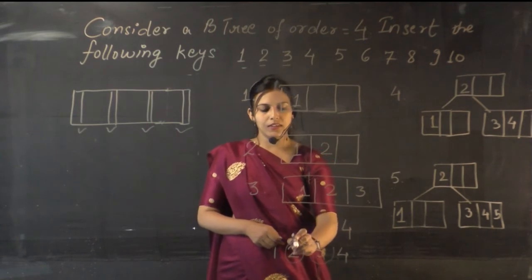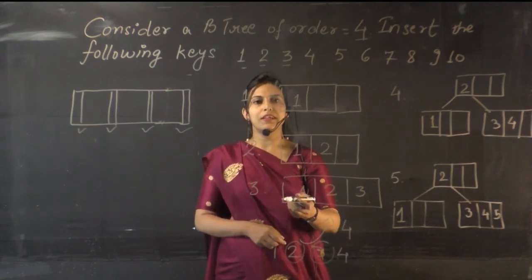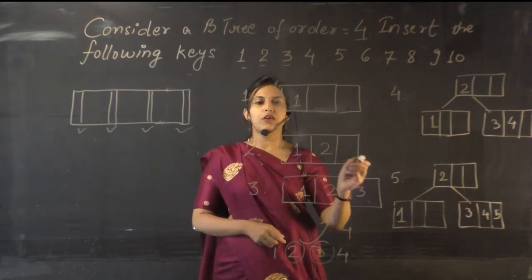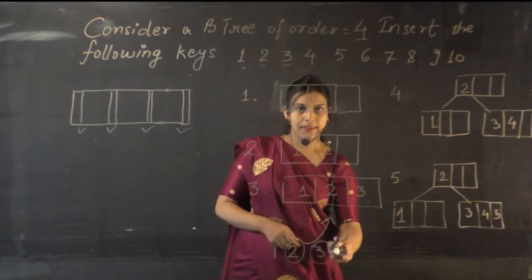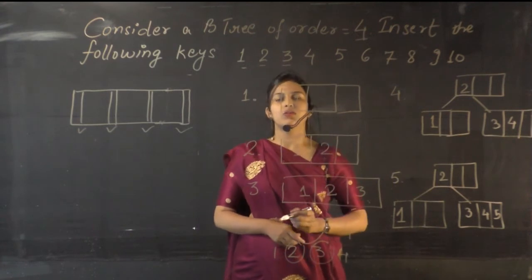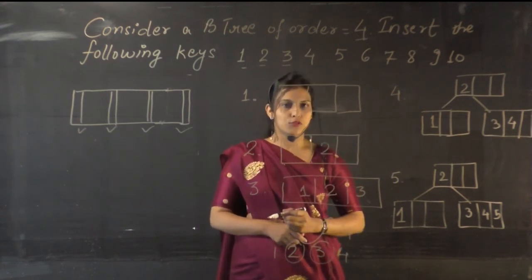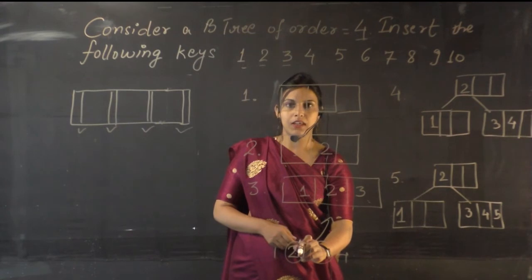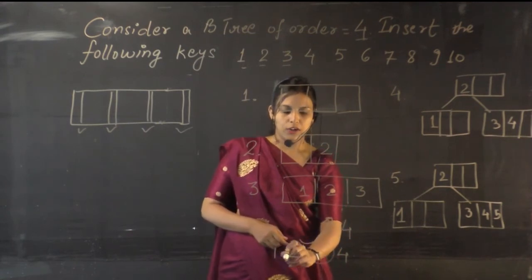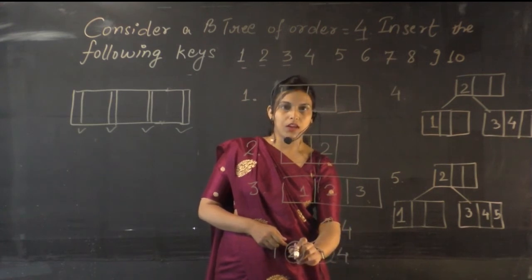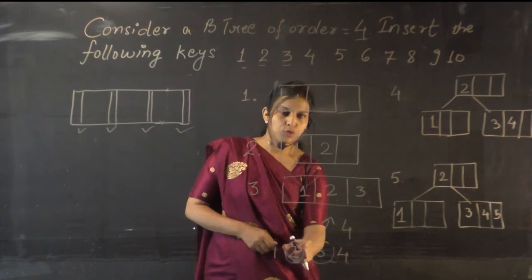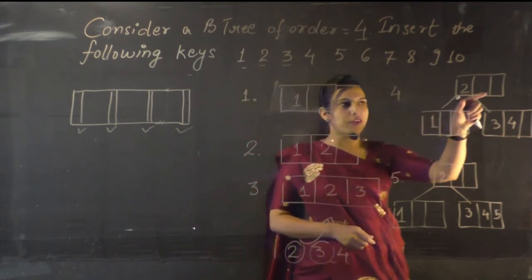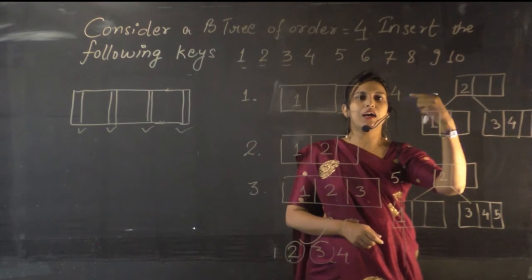If you are taking the left element as your median, then throughout the question you have to take the left element as your median, and if you are taking the right element as your median, then throughout the question you have to take the right element as your median. So here I am taking 2, the left element, as the median of this array. So in 1, 2, 3, 4, 2, the second element, is the median. So what we will do? We will move 2 towards the upward position and make a new root.